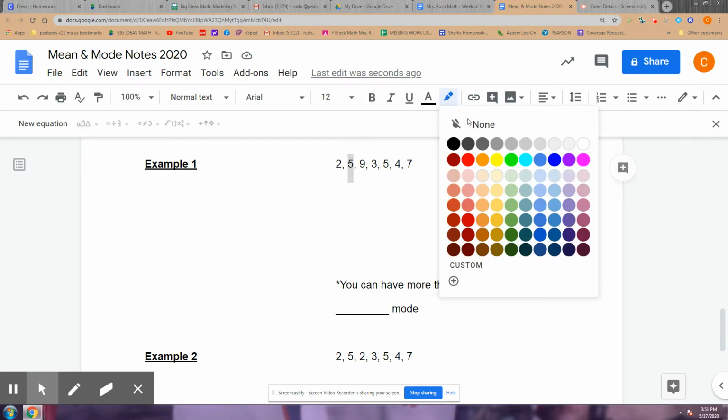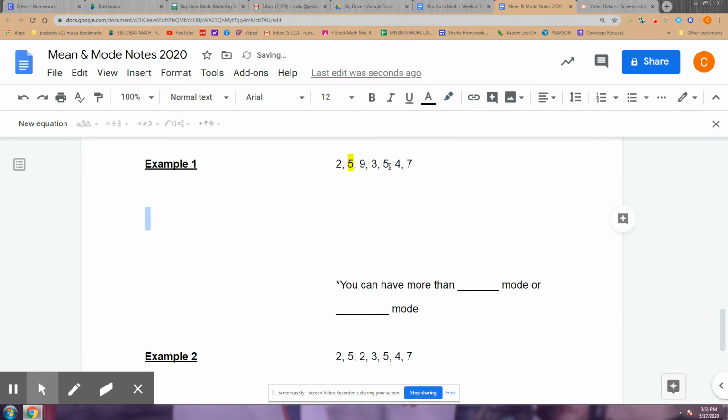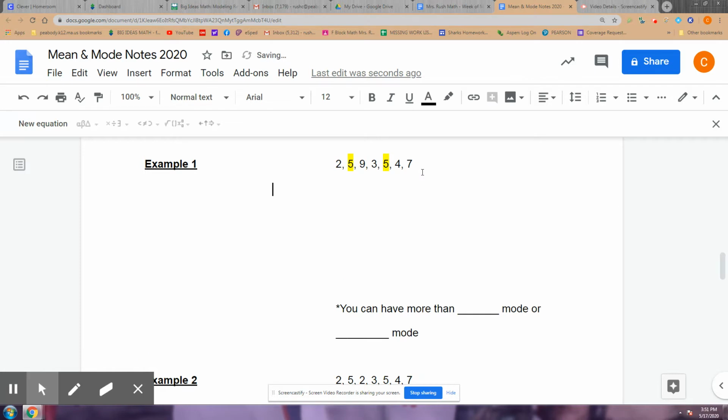I see a 5 here, and I see a 5 here. And then you look, do any other numbers repeat? Nope, I just have a 2, 9, 3, a 4, and a 7. So 5 is there the most often. So you would say 5 is the mode.